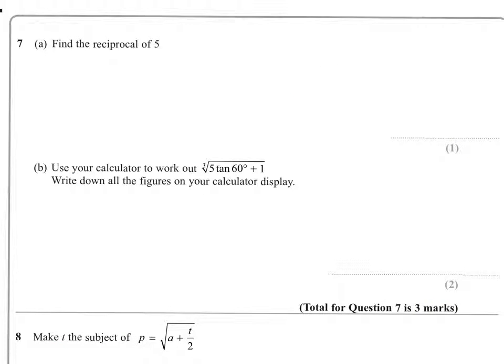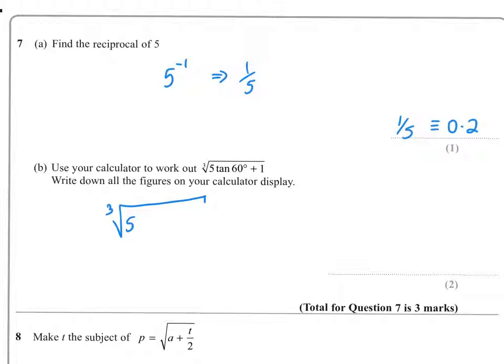Question 7. Find the reciprocal of 5. Well, that's like doing 5 to the power -1, and that's going to be 1/5. Now that would be fine. If you said it as a decimal, then that would be 0.2. That's not particularly necessary.